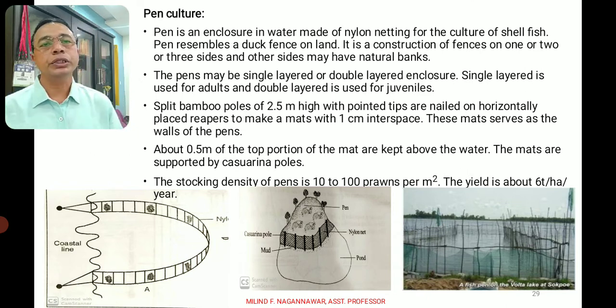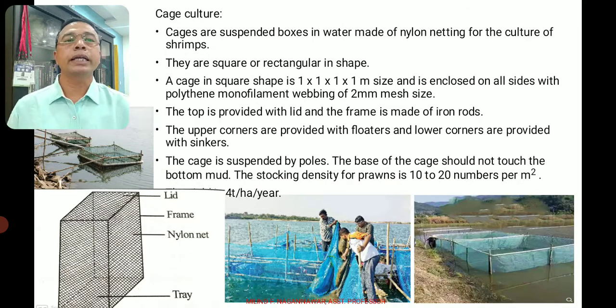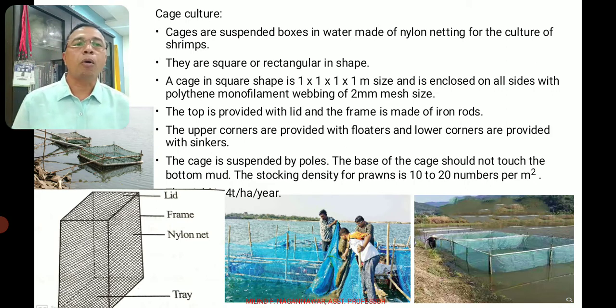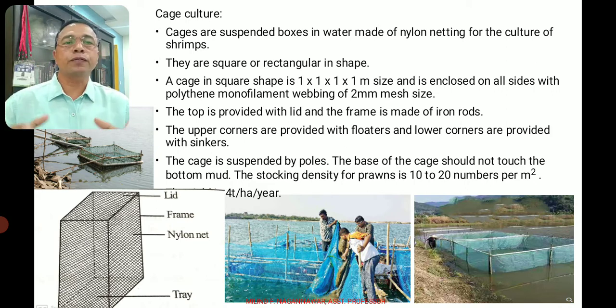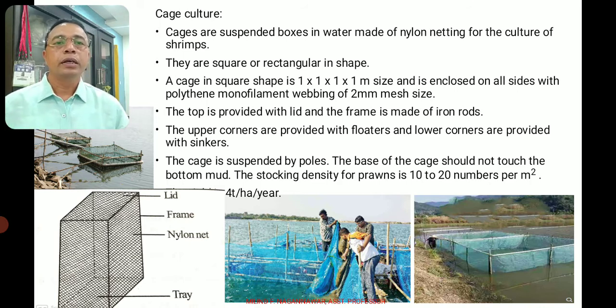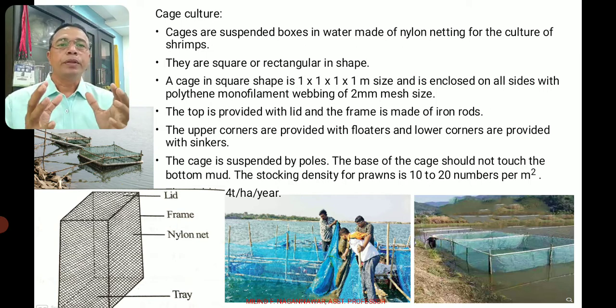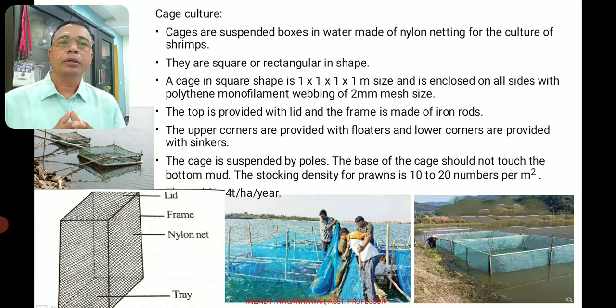So the Bheri culture, pen culture, the other one is the cage culture. Now the cages are suspended boxes in the water. The size of the cages depends upon the strength of the culture, or the density of the culture. They may be square or rectangular in shape.